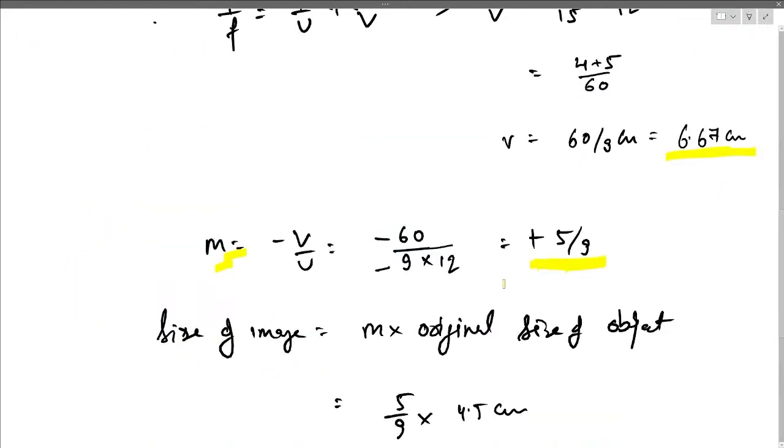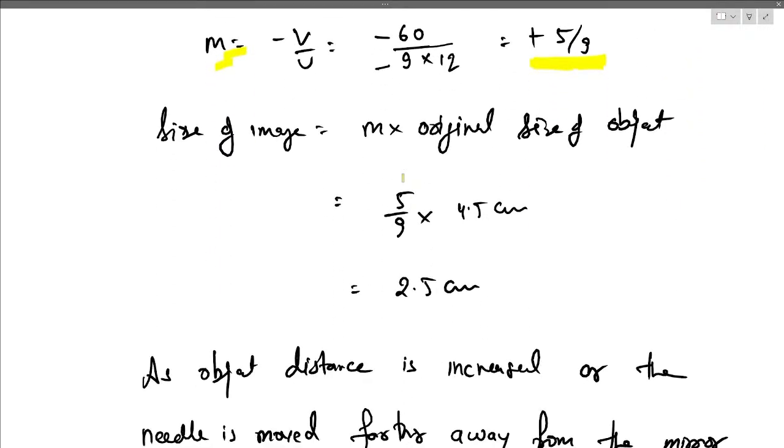The image is diminished because the value of m is less than 1. The size of the image we can calculate with the value of magnification, and the formula is magnification multiplied by the original size of the object, and we will get the value of 2.5 centimeter.